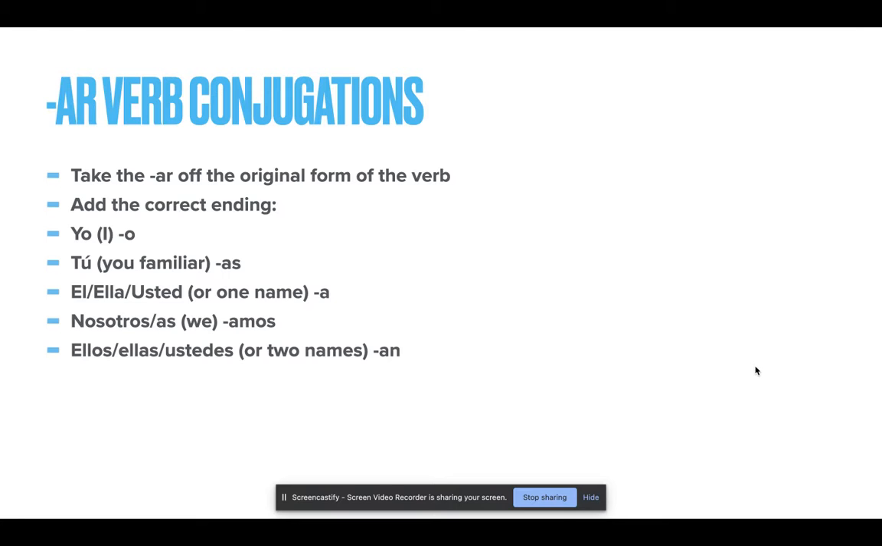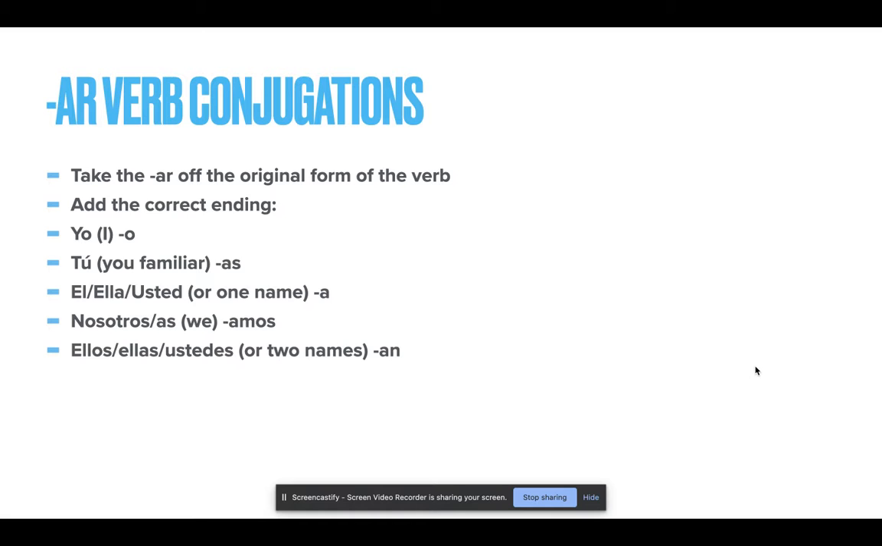So if your subject is yo, which means I, you add an O. If it's tú, that is you familiar, like if you're talking to a familiar person, it's AS. Él, ella, usted, or one name: él is he, ella, she, usted is you, formal, or if it states a person's name like Pablo or Lisa, okay, if it's one name, your verb will end in A. Nosotros or nosotras means we, so you will add AMOS. Nosotras is for all females, okay?